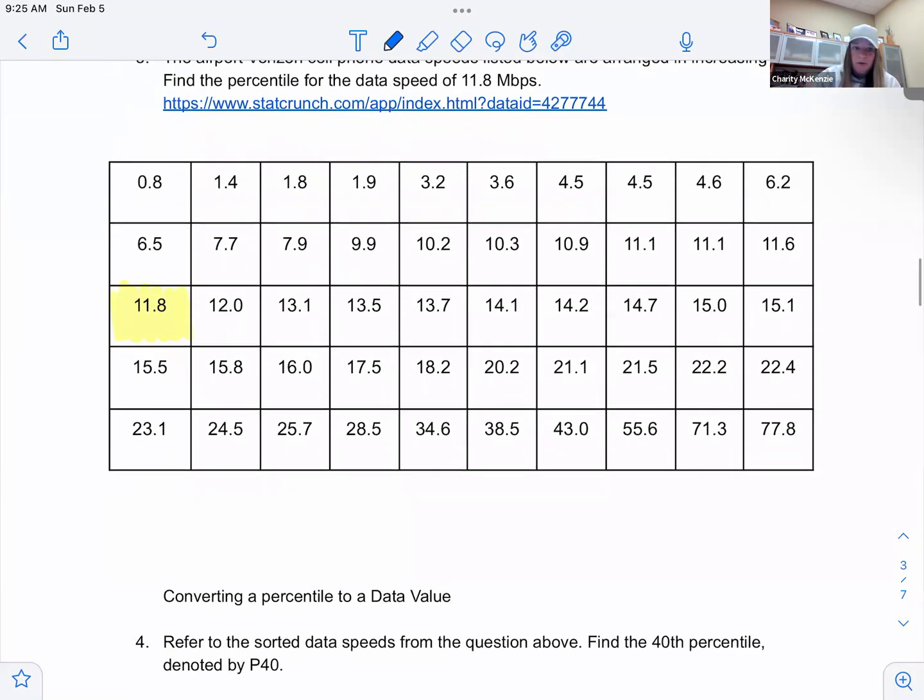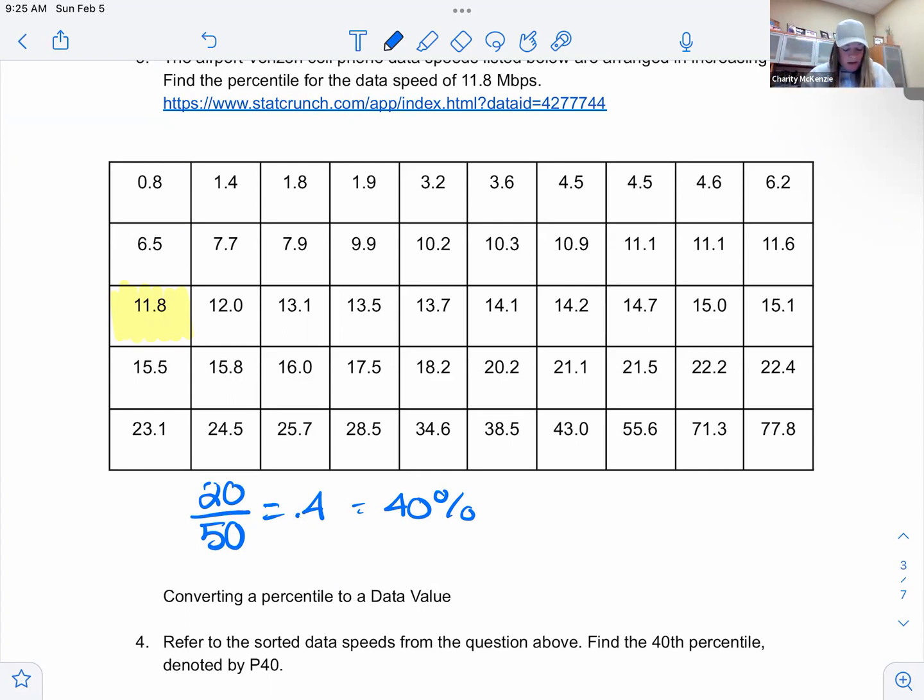And there's 50 total. So I'm going to take 20 and I'm going to divide it by 50. So 20 divided by 50 is going to give me 0.4. And we times that by 100 to get 40%. So that value is in the 40 percentile of the data. So count how many below.